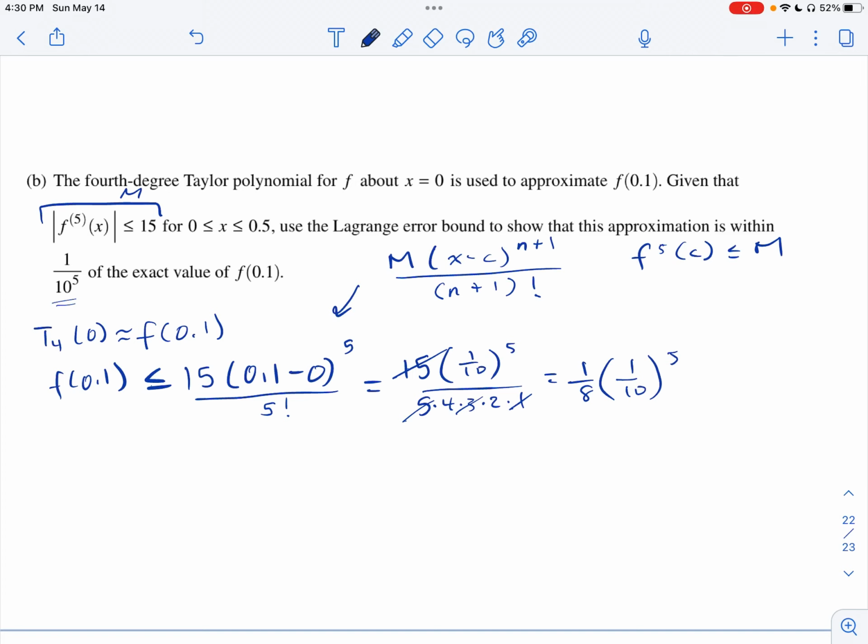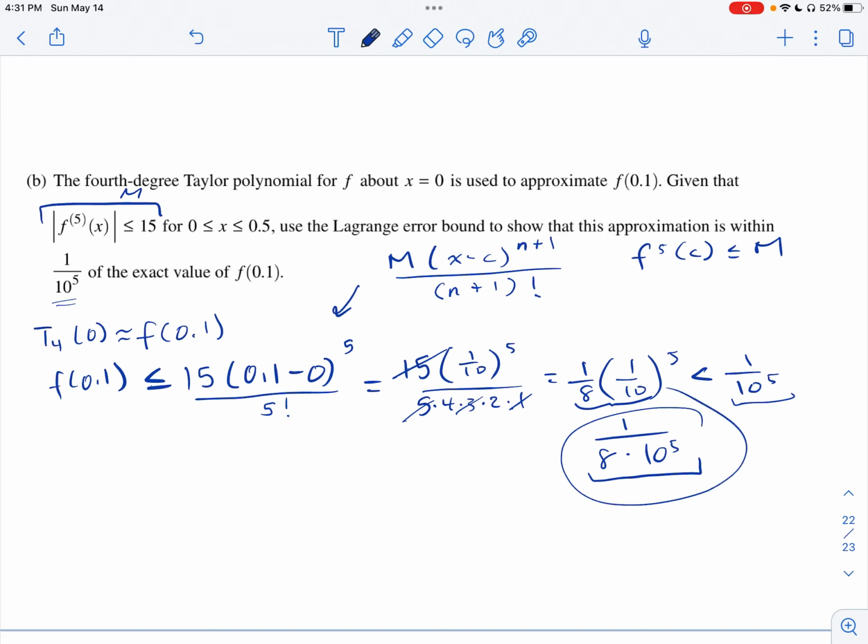well, right away, looking at this, I can see that by multiplying this by 1 over 8, this has to be less than 1 over 10 to the fifth power, right? If I clean this up a little bit, I can see that this is 1 over 8 times 10 to the fifth, all of this here. So if my denominator here is larger than the denominator of what I'm comparing it to, this entire value must be less than 1 over 10 to the fifth. So I've just numerically shown that what I've got here is indeed less than 1 over 10 to the fifth.